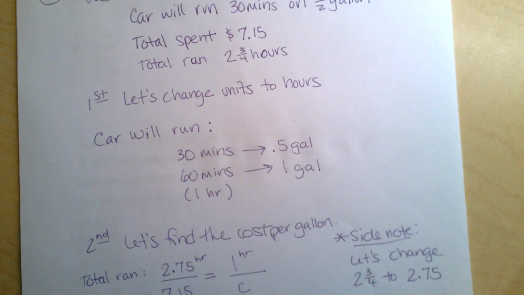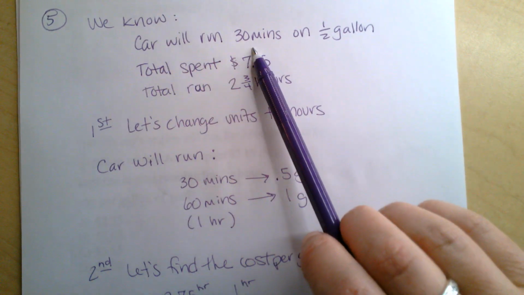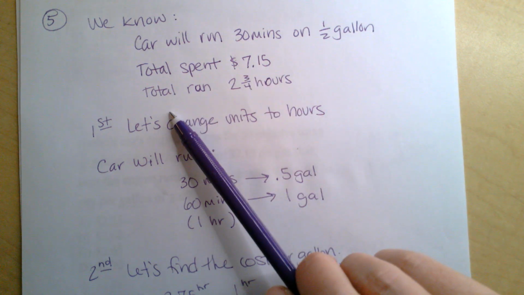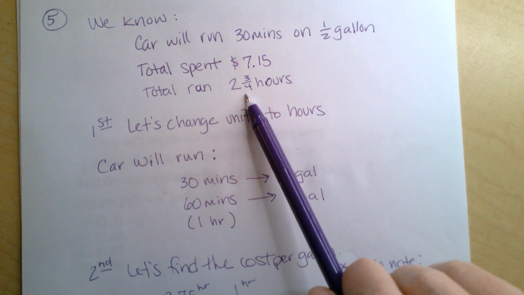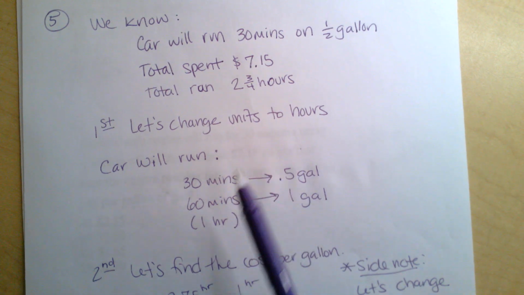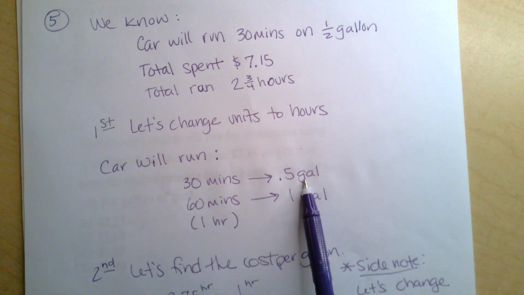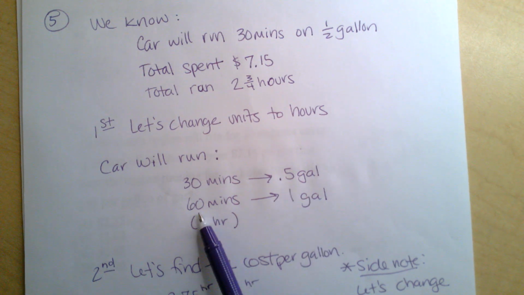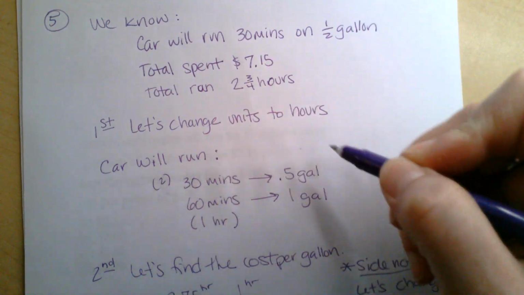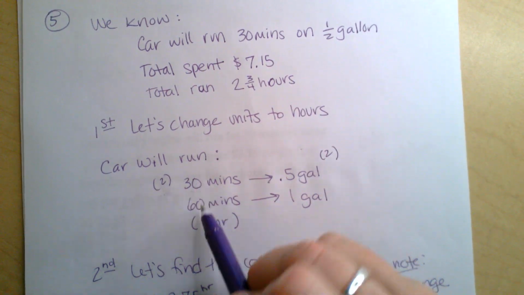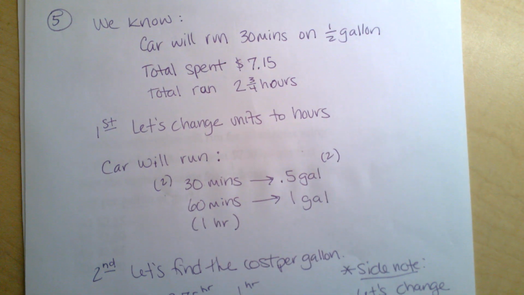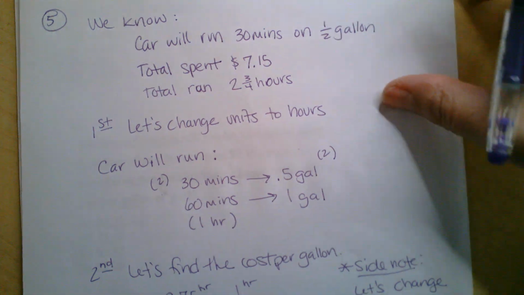So here we go. So we know the car will run 30 minutes on a half a gallon. The total spend is $7.15. Total that we ran the car was 2 3/4 hours. We have to change our units to hours. So if the car will run 30 minutes on 0.5 gallons or half a gallon, 60 minutes, you're just doubling it, so times 2. So we did times 2 here, times 2 here. So 2 times 30 is 60, 2 times a half is 1 gallon. You could have just automatically known that. Absolutely fine. Again, I'm just showing you the math behind it.